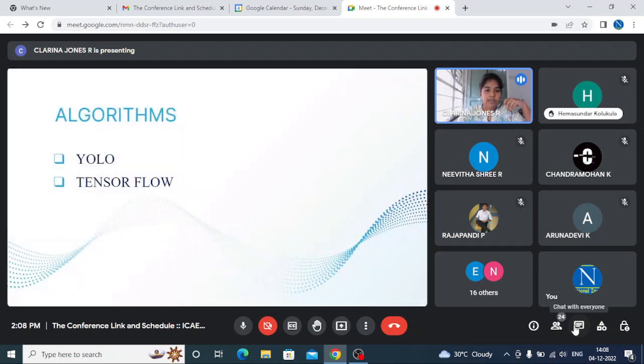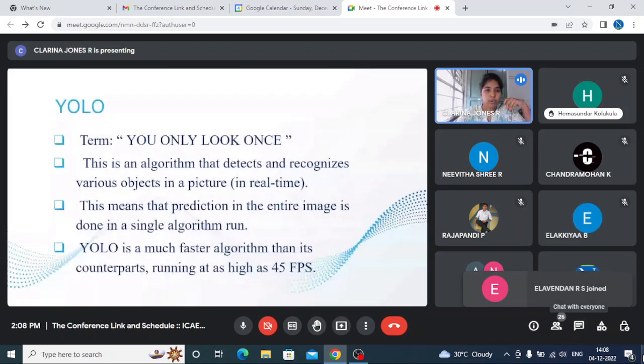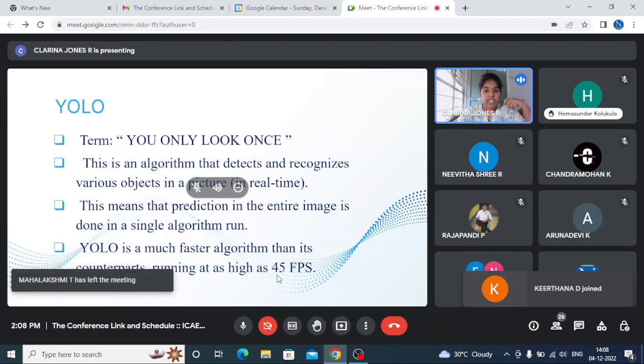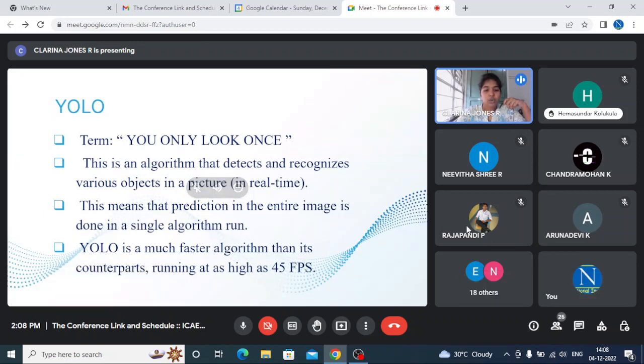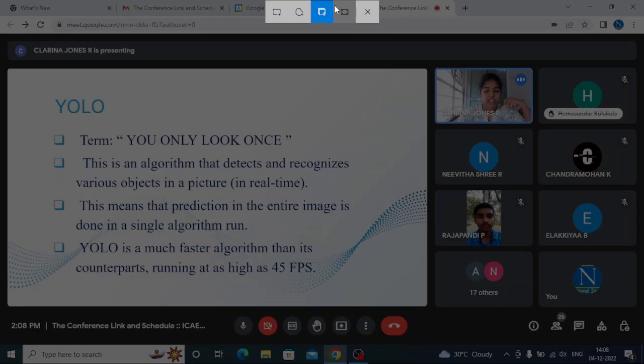The algorithms used in this paper are YOLO and TensorFlow. YOLO: the term YOLO means you only look once. This is an algorithm that detects and recognizes various objects in a picture in real time. This means that prediction for the entire image is done in a single algorithm run. YOLO is a much faster algorithm than its counterparts, running at as high as 45 frames per second.